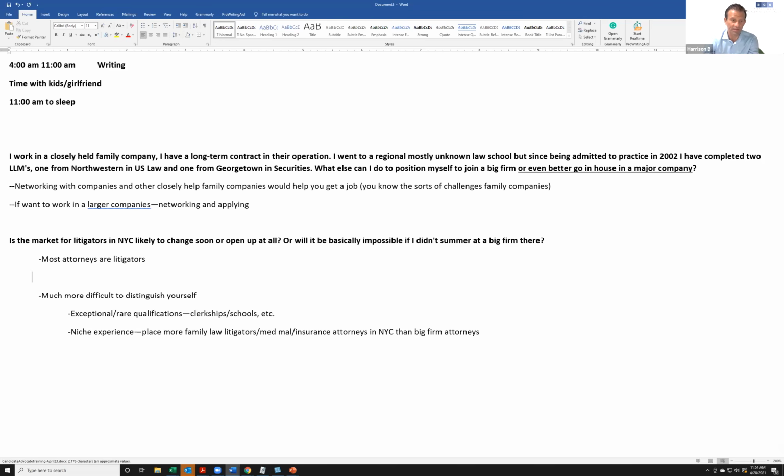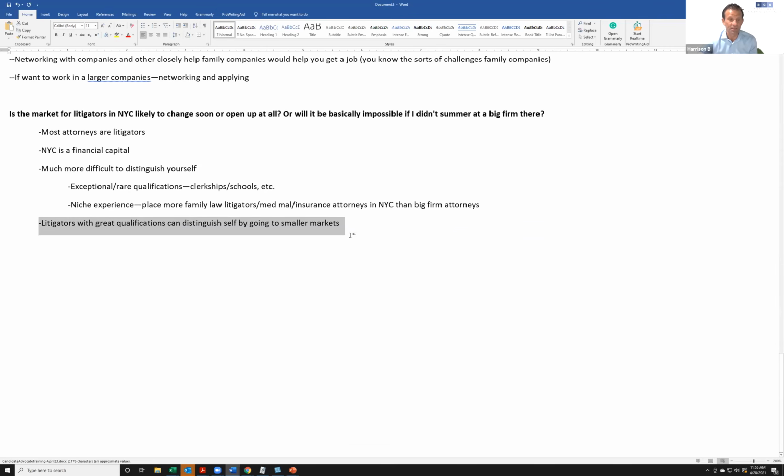And New York City, by the way, is the financial capital, so most attorneys there are finance attorneys. That's where the demand is for finance-related work. I'm just trying to think of the final thing I wanted to put down here. Yeah, that's about it. So as a litigator, you can distinguish yourself by going to smaller markets. Those are just some ways. It's just difficult because you have to understand.